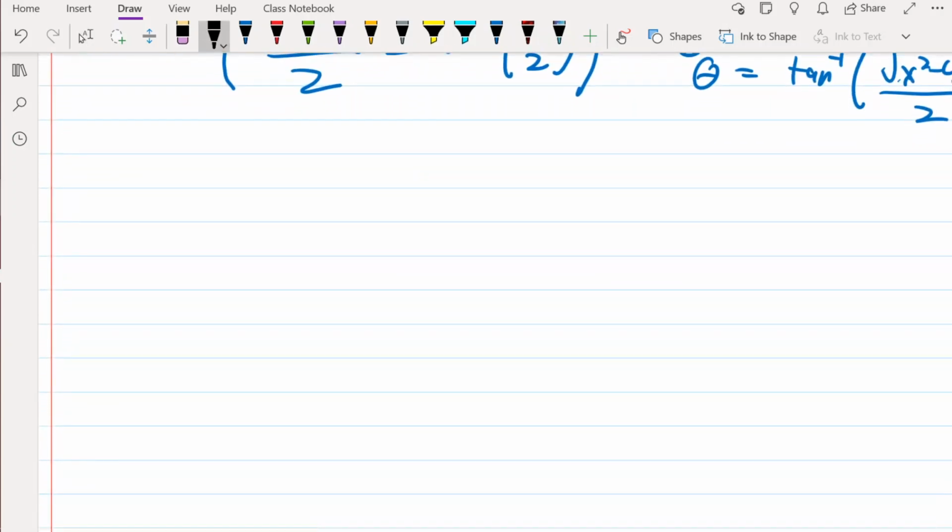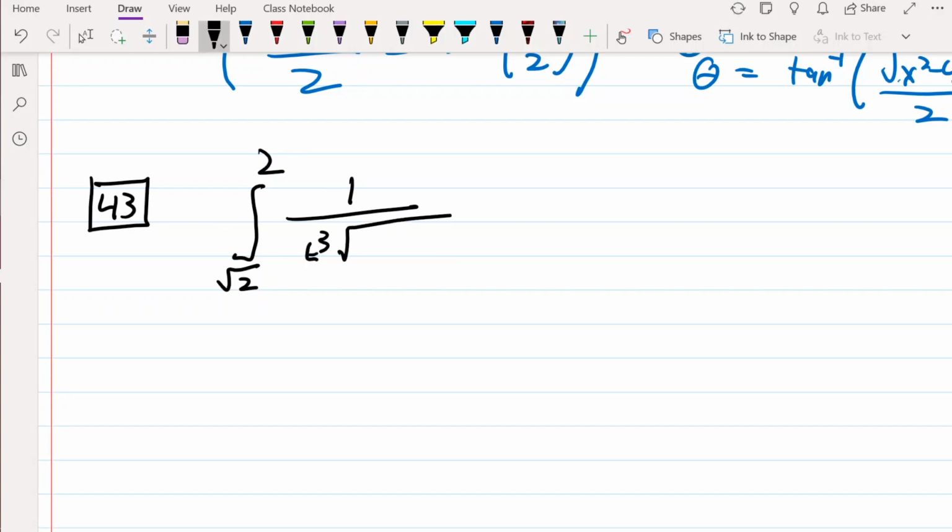So now we're going to move on to number 43. Number 43 is the integral from the square root of 2 to 2 of 1 over t to the third power times the square root of t squared minus 1, and that's all dt. That's supposed to be secant.